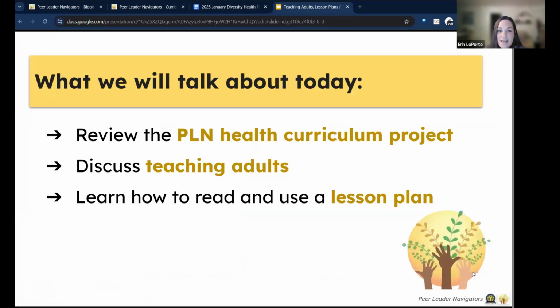Our goals for today are to review the overall project and what we did. Then we'll discuss teaching adults in general and best practices. And finally, we will learn how to read and use a lesson plan that is included in this curriculum.